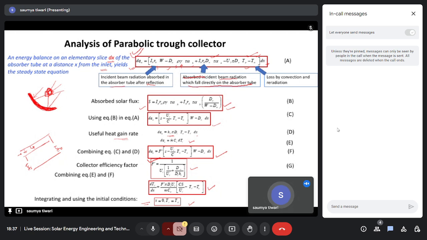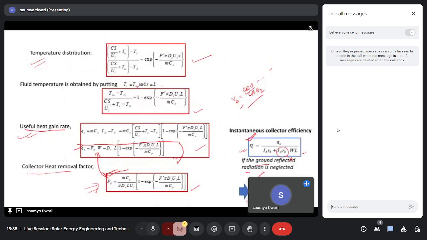If you rearrange and solve, your main important parameter of a concentrating collector is the collector efficiency, right? Then we have the temperature distribution, how it takes place. Then we have the useful heat gain, which will be asked in the question: what will be the useful heat gain for a given type of concentrating solar device? Then we have the heat removal factor. This factor we have already seen again and again in the flat plate collector and also in the solar air heater. So I hope that by now these terms are clear.